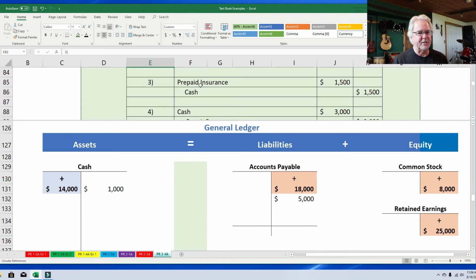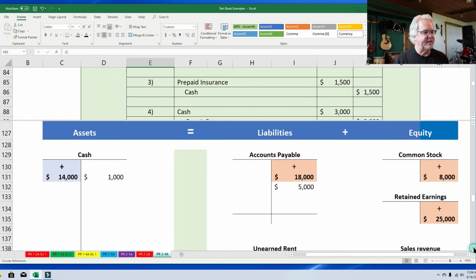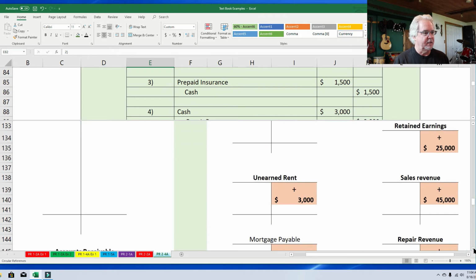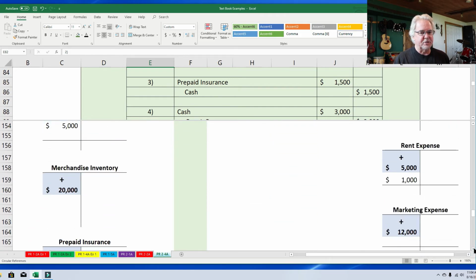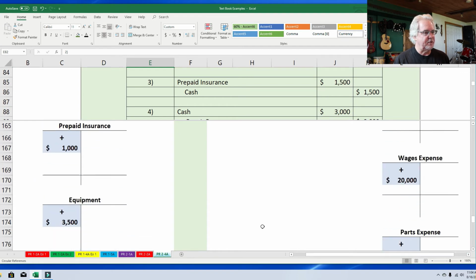Okay, prepaid insurance. Prepaid insurance is a nice thing to have. It's nice to have insurance. Hopefully it's something you don't need to use, though. It's nice to have, though, when you do need it.